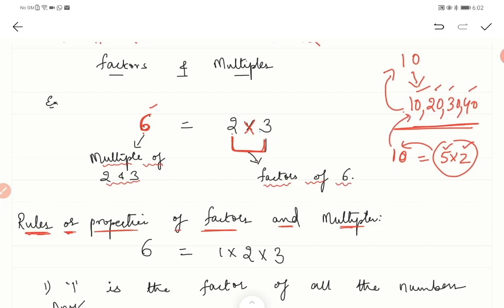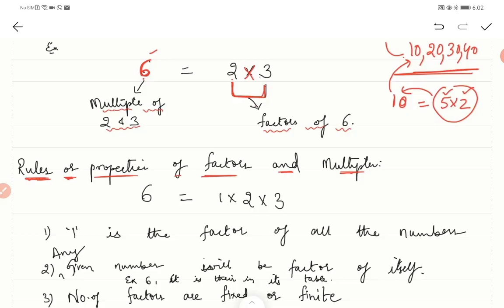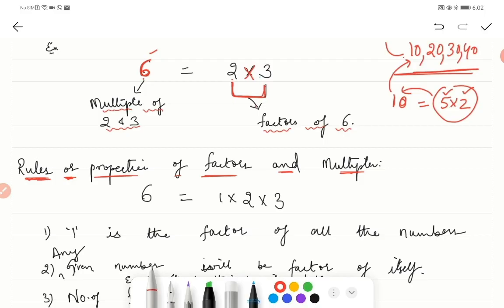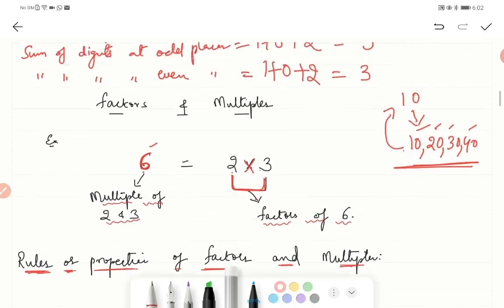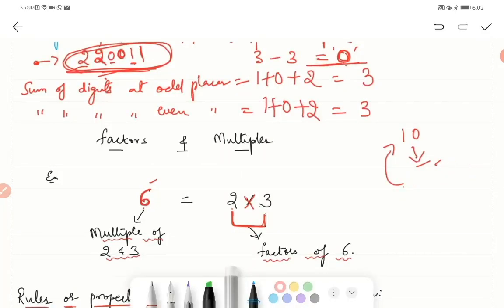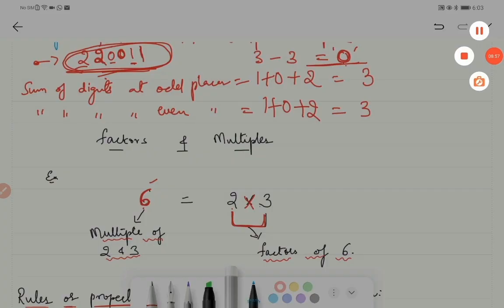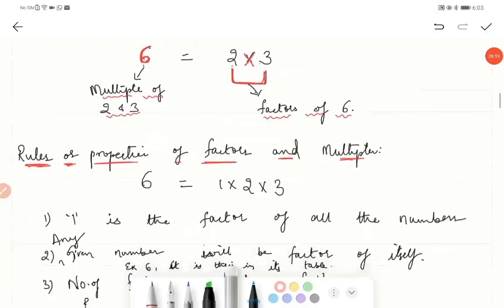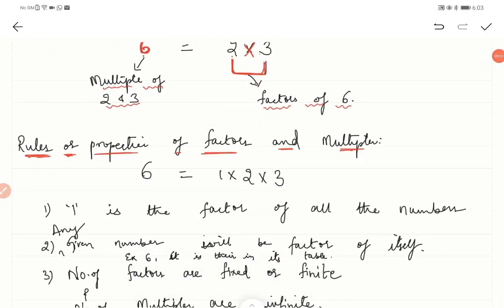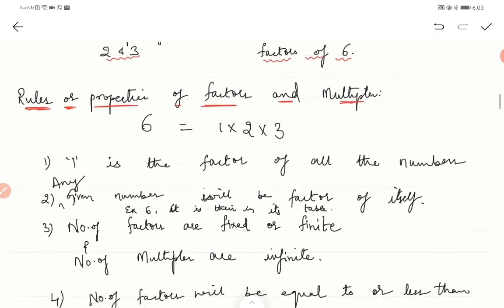All right, so you have certain rules, or you can say properties, of factors and multiples. One by one I will explain to you. These things are important. I'll just give an introduction to the rules for today, and later on we can carry on in the next video with finding the factors and multiples of different numbers. So what are the rules?